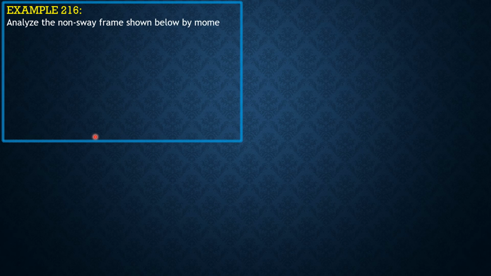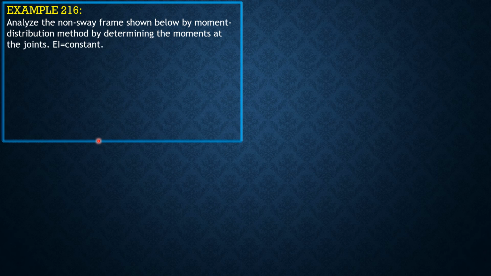Analyze the non-sway frame shown below by moment distribution method by determining the moments at the joints. EI is constant. So we'll just determine the moments at the joints because I already presented this in slope deflection equations. In fact, I drew the shear force diagram, the bending moment diagram, as well as the sketching of the elastic curve. So let's just verify results by this approximate method.